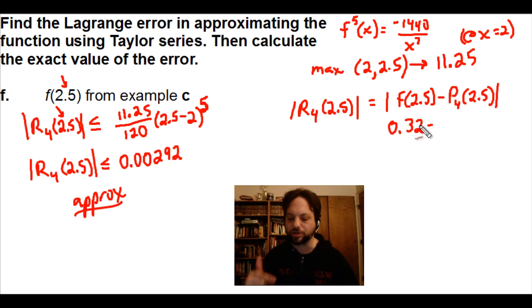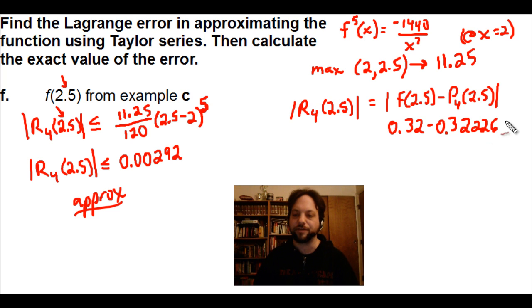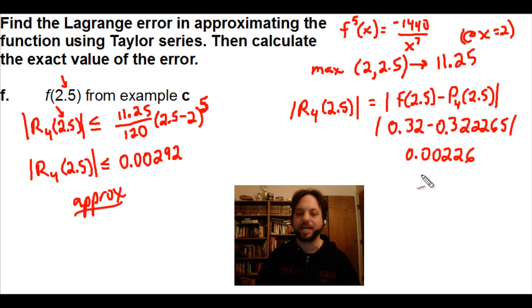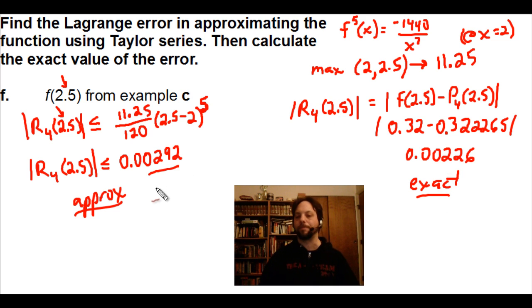We have a calculator at our disposal right now. We can work that out. And our approximation there is actually 3222265 if I use my calculator correctly. So if I find the magnitude of that, what I find is that my actual error is 0.00226. That's a very, very small error. But if you notice, that is contained within our error bound. And so, once again, Lagrange works out for us.